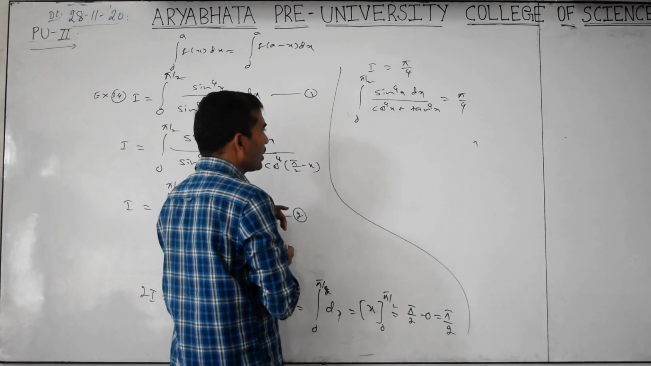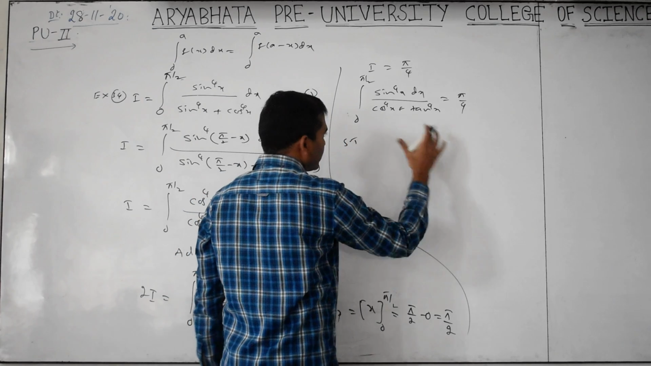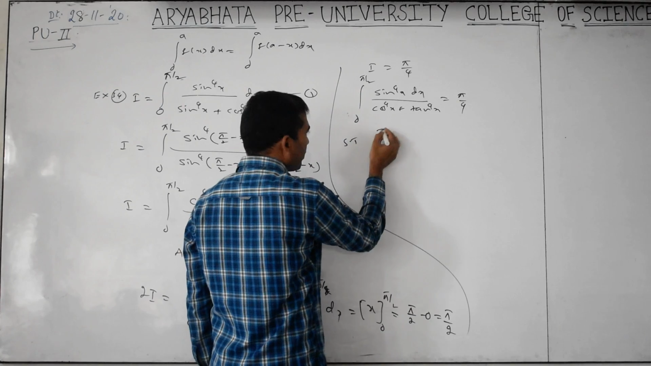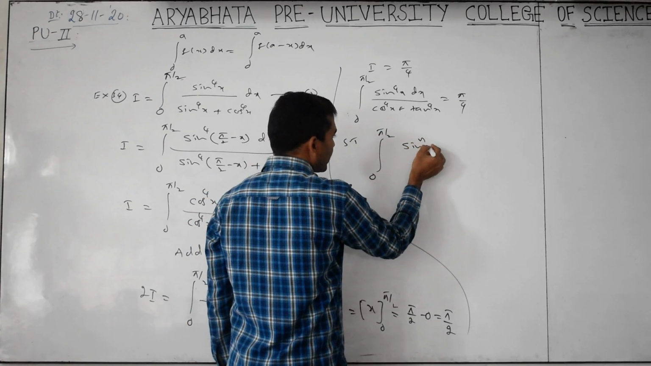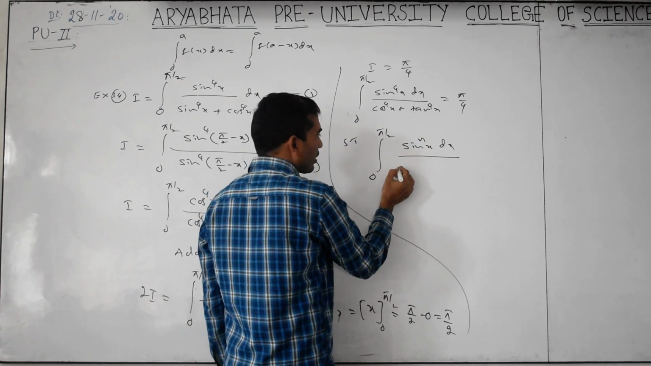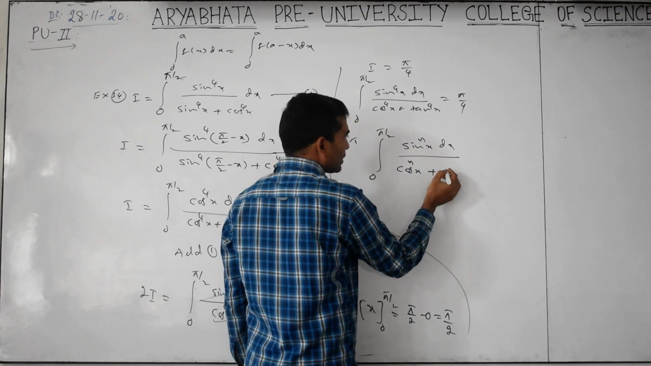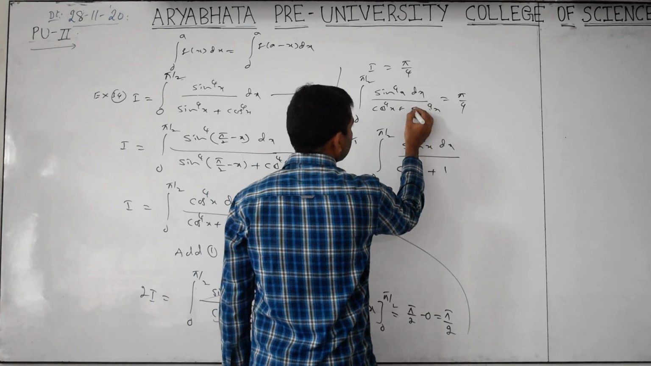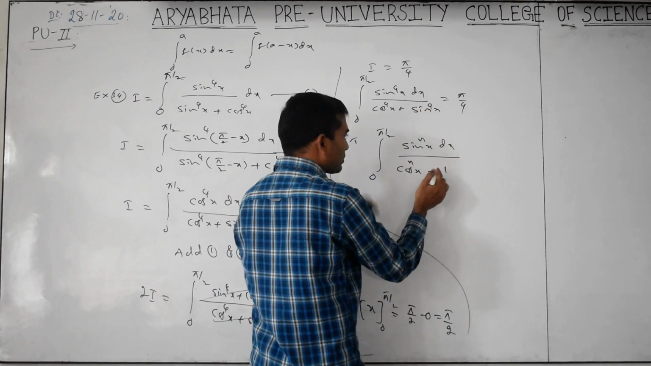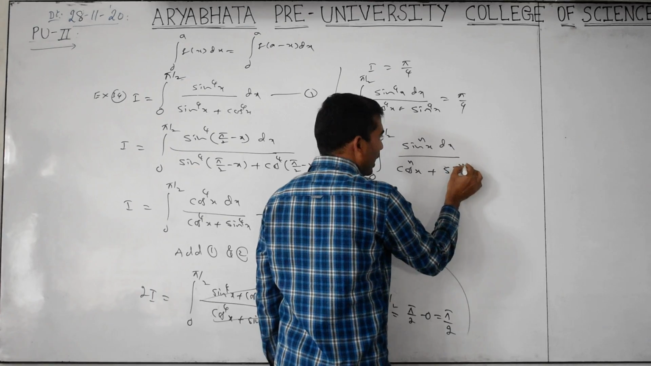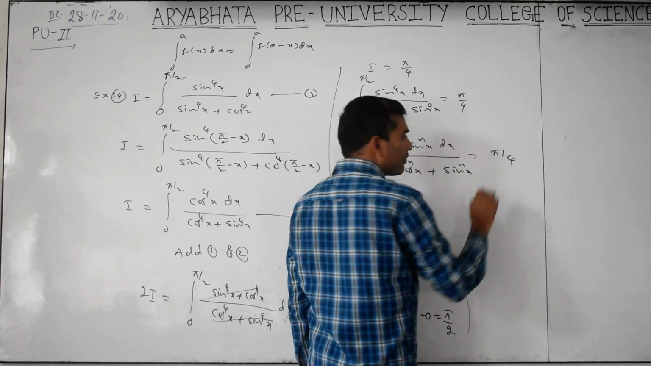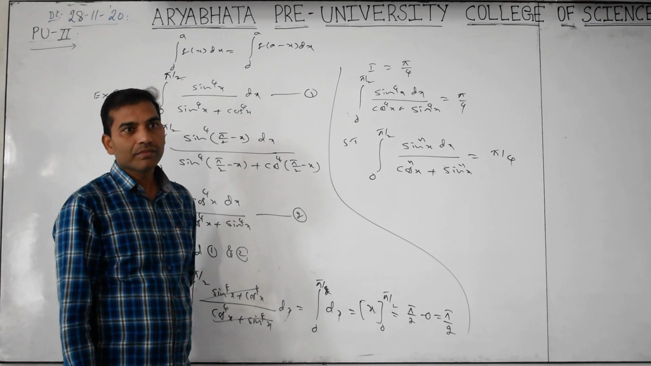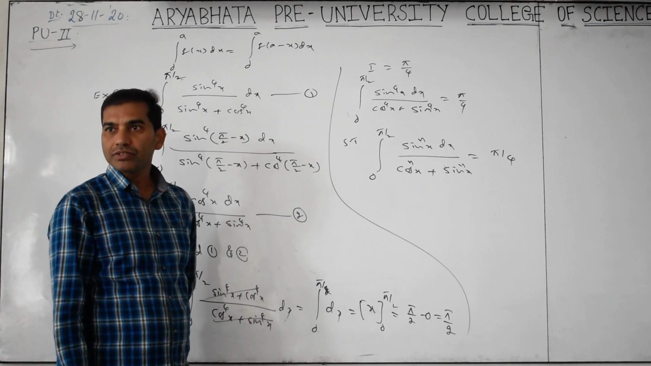Now the shortcut, which is useful for competitive exams. By seeing only, you can identify, without solving you can tell the answer. Integration 0 to pi by 2 of sin power nx dx by cos power nx plus sin power nx, where cos and sin are cofunctions, equals pi by 4. n is any positive number.